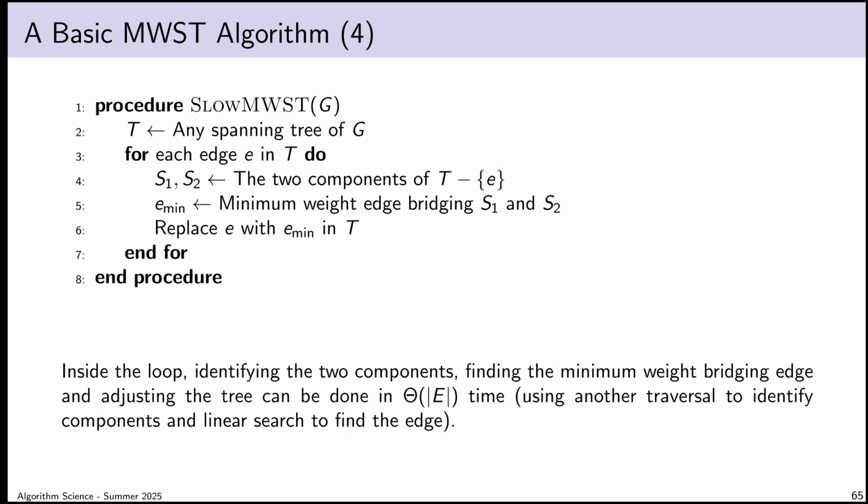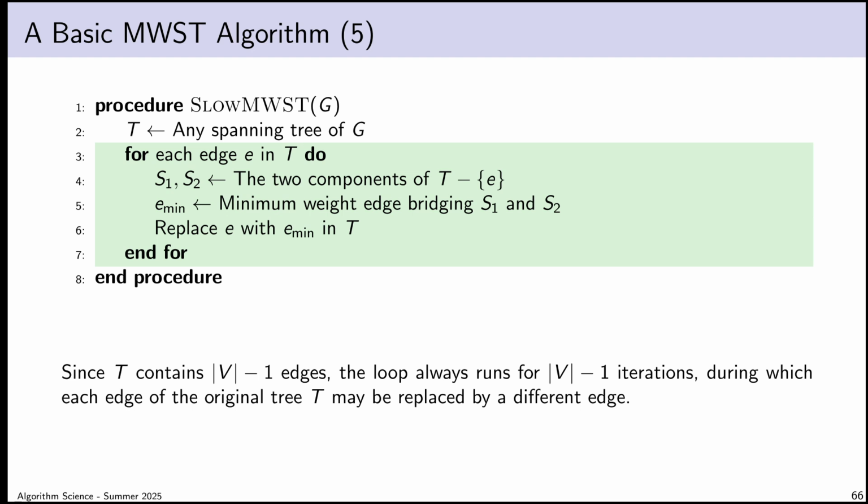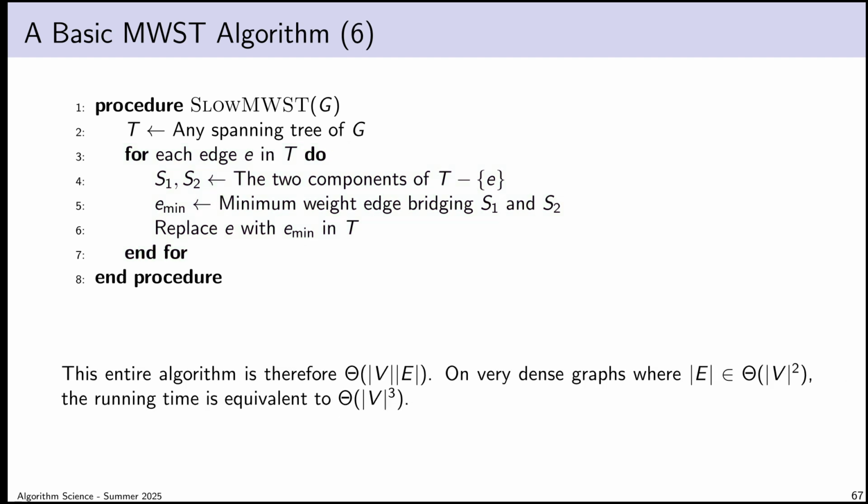Finding the minimum weight bridging edge, that would be line 5. Well, I could just do that with linear search. I could just look at every edge of the graph and figure out which ones bridge the two components, and then which ones are minimum weight among the ones that bridge the two components. So the entire contents of this loop can be done in big theta of E time. The tree itself that I started with contains exactly V-1 edges, so the loop always runs for that number of iterations. During this, I could replace every single edge in the tree with a different edge, but I will run for V-1 iterations, which means that the entire algorithm ends up being big theta of V times E.